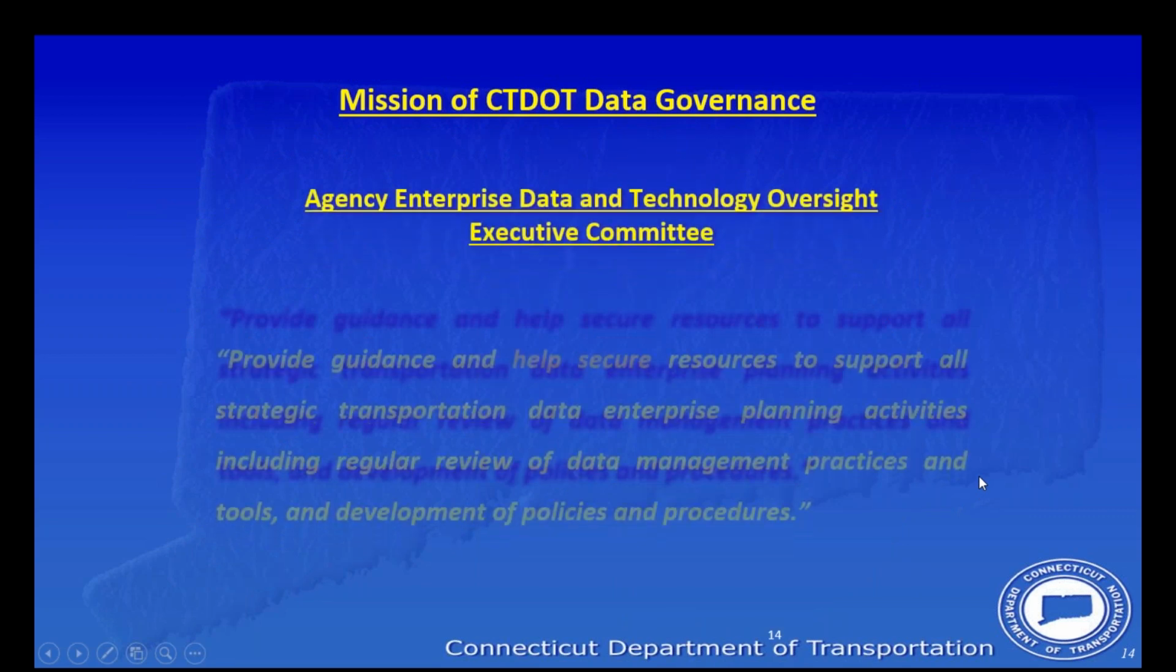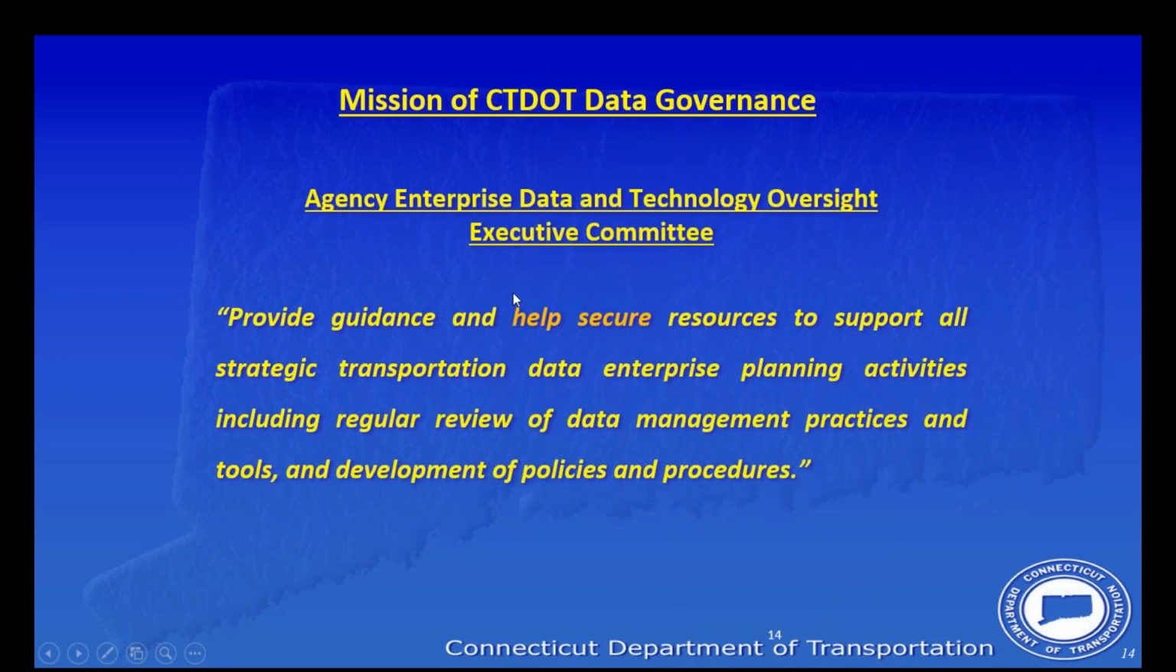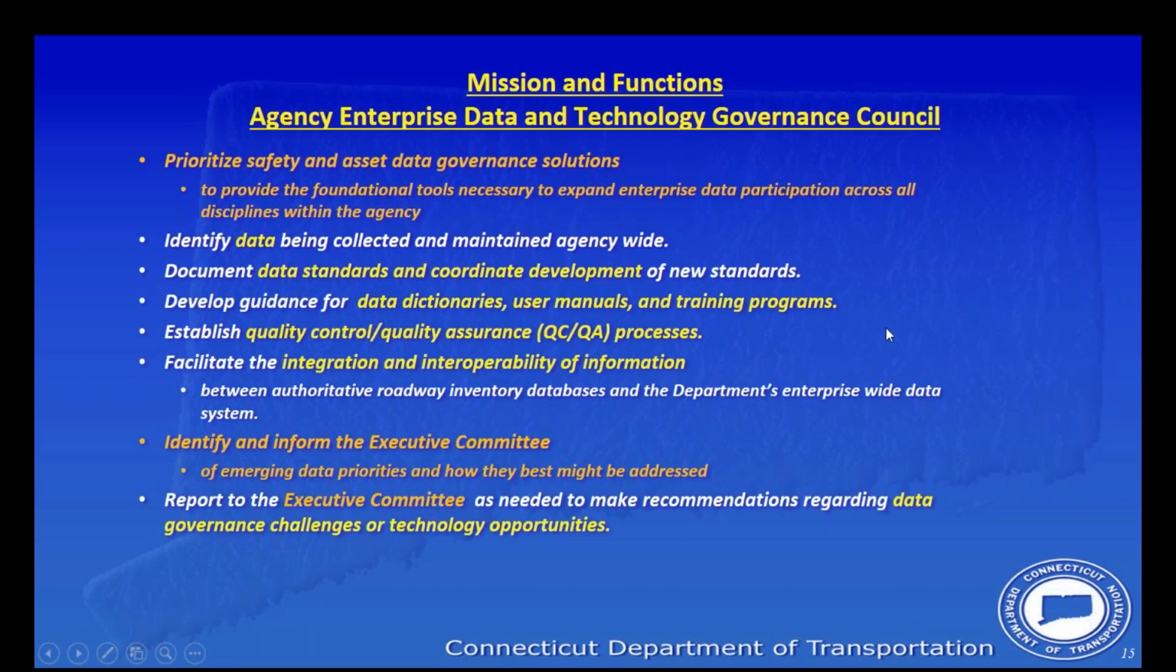And we did come up with a mission statement for a high-level executive committee that was going to oversee data governance, made up exclusively of senior managers. They were going to provide guidance and help secure resources to support our enterprise planning activities, and we were going to regularly brief them. In addition, we created a data governance console that had these major functions.